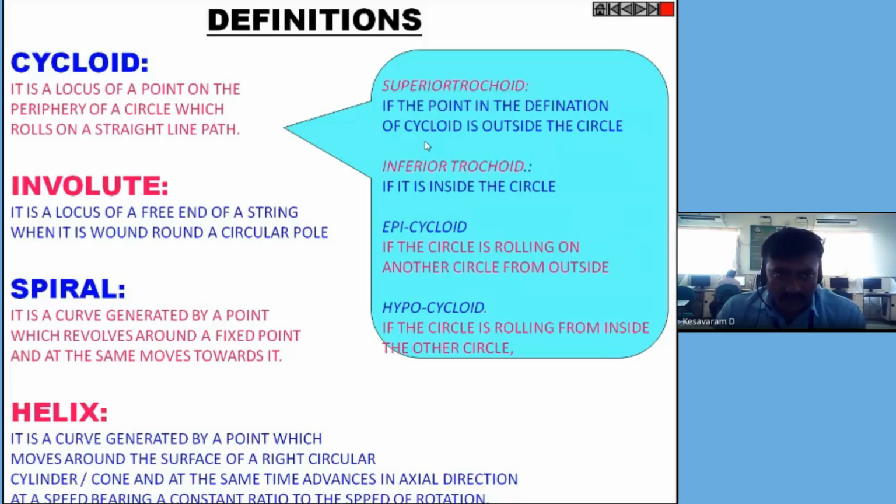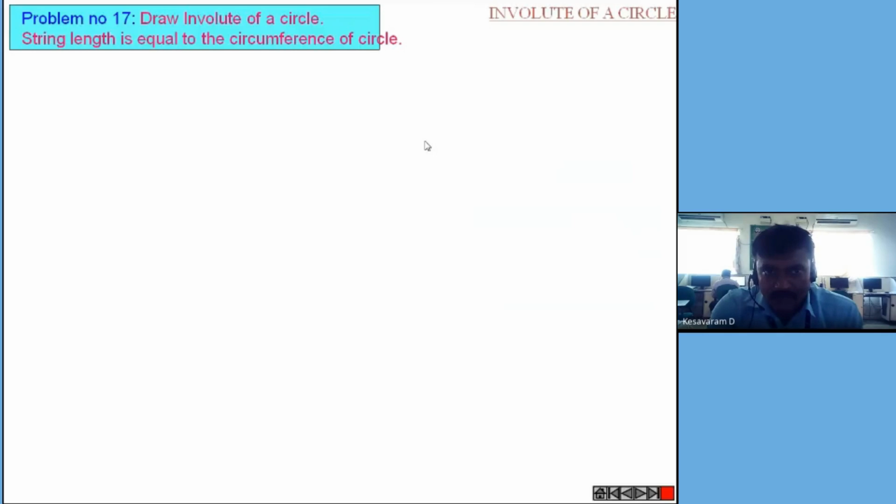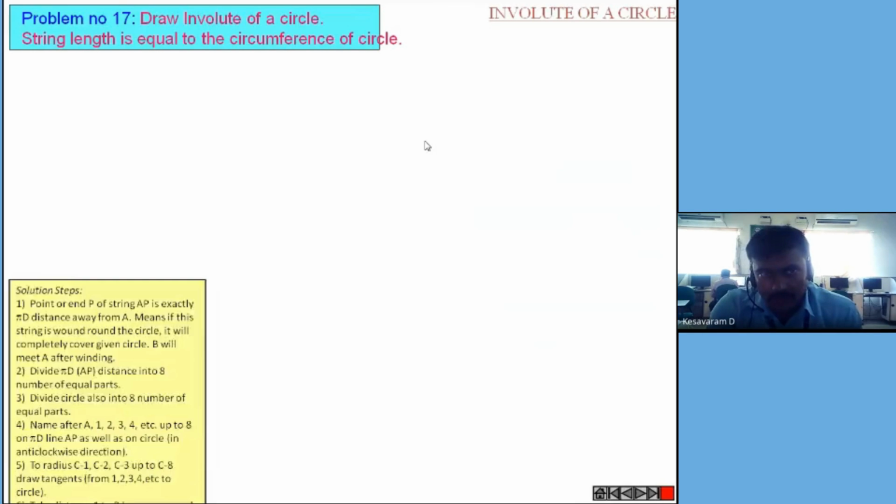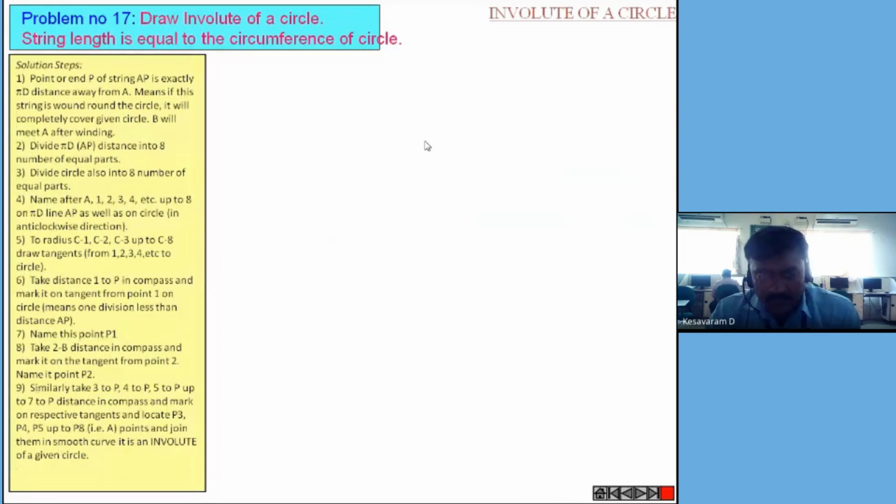Okay, so we are going to discuss the cycloid, epicycloid, hypocycloid, and involute curves. Let's see them one by one. First we are going to discuss the involute curve: how to draw an involute curve.